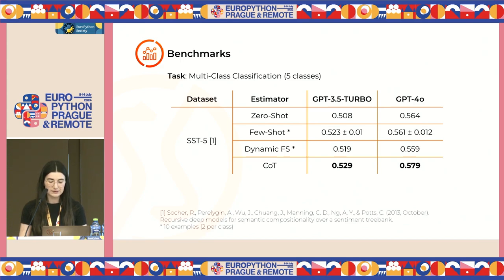For assessing the multi-class classification, the SST fine-grained dataset has been used, where the list of possible labels is extended to 5. We can see that the few-shot approach improved the accuracy of both models, and the chain of thought approach did improve the accuracy of both models even to a greater extent. Based on these results, we can assume that making use of the model's reasoning is advantageous for more complex tasks, while it does not improve or even confuses the model on simpler tasks.